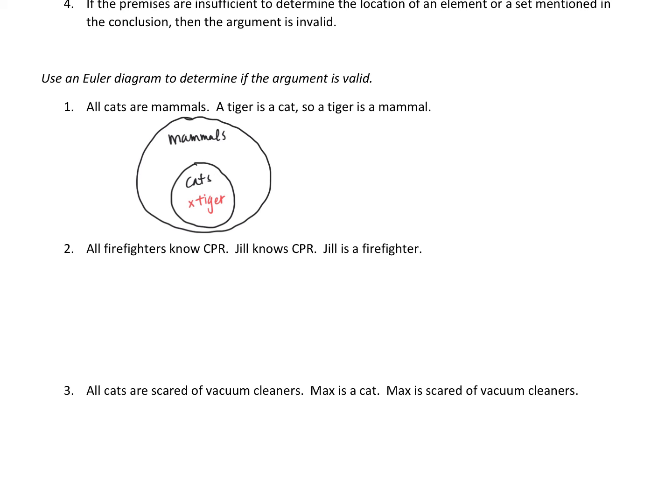So the conclusion, a tiger is a mammal, is true. It's valid. There's only one way to draw the diagram, and it supports the conclusion. So this is a valid argument, and a valid conclusion, I guess I should say.